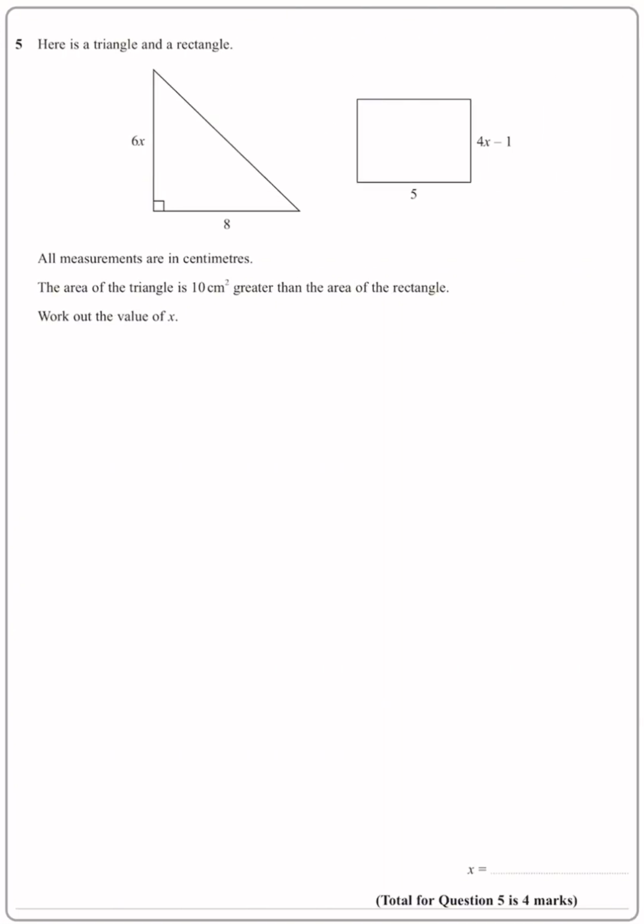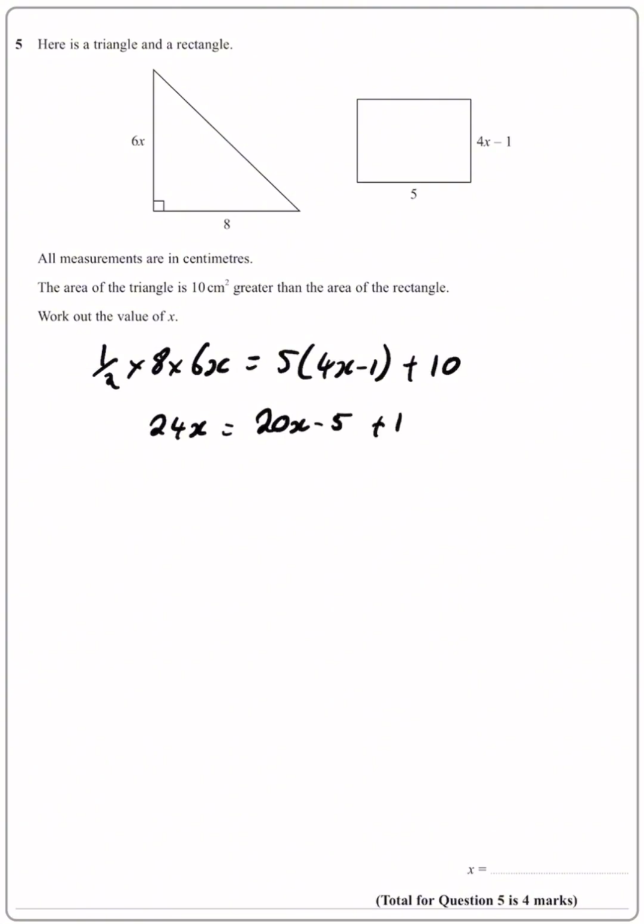Question 5, we know that the area of the triangle is 10 centimetres greater than the area of the rectangle. It allows us to construct an equation. So the area of the triangle, half times base times height, half times 8 times 6x is equal to the area of the rectangle. That's 5 lots of 4x minus 1. Add the 10 because of the 10 centimetres greater.